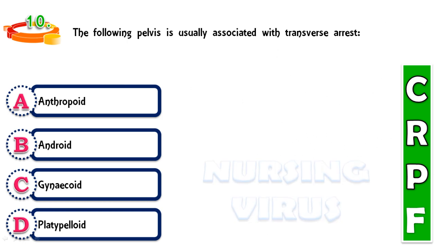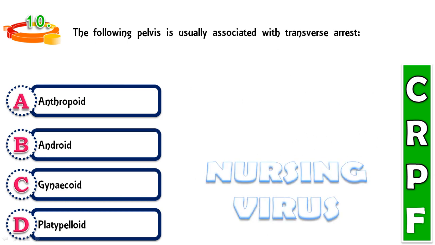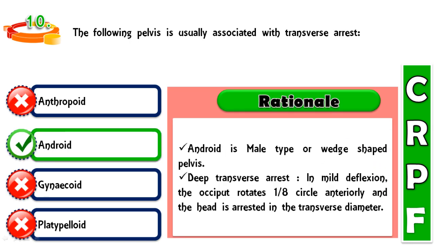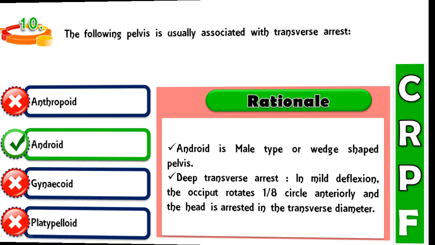10th one. The following pelvis is usually associated with transverse arrest, meaning the baby is not able to pass through the transverse diameter. Anthropoid pelvis, android pelvis, gynecoid pelvis, and platypelloid pelvis. The correct answer is android. The android is the male type or wedge-shaped pelvis. In mild deflection, the occiput rotates 1/8 circle anteriorly and the head is arrested in the transverse diameter. So the baby's head cannot pass through the android pelvis.